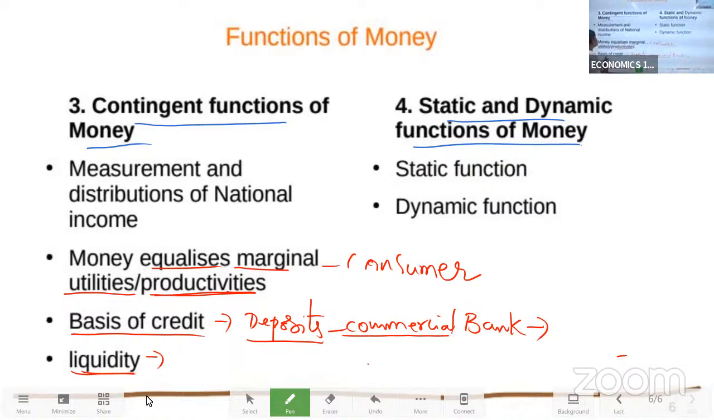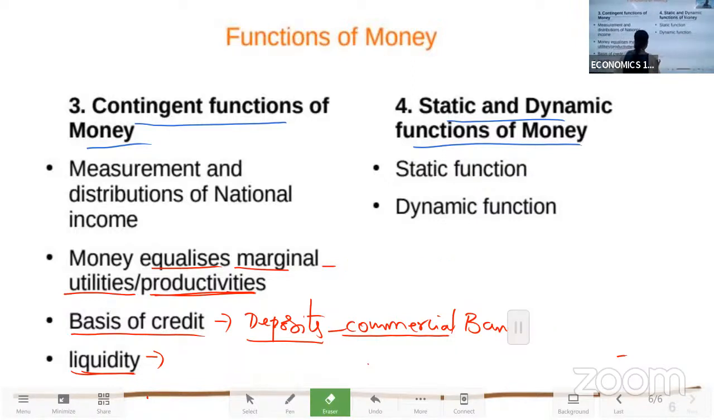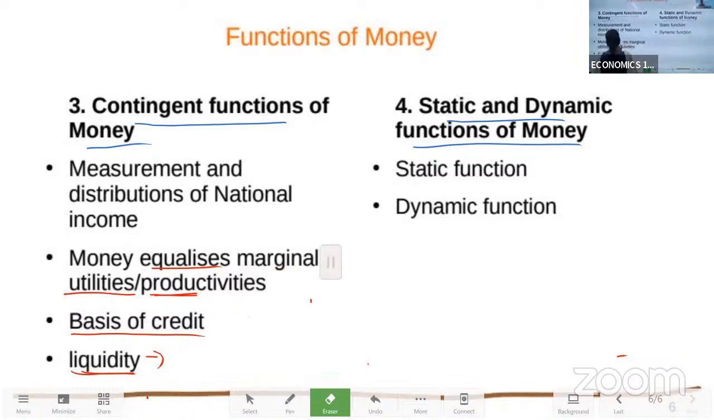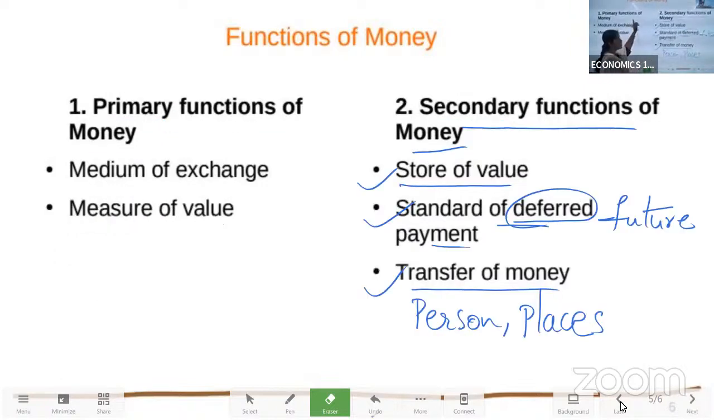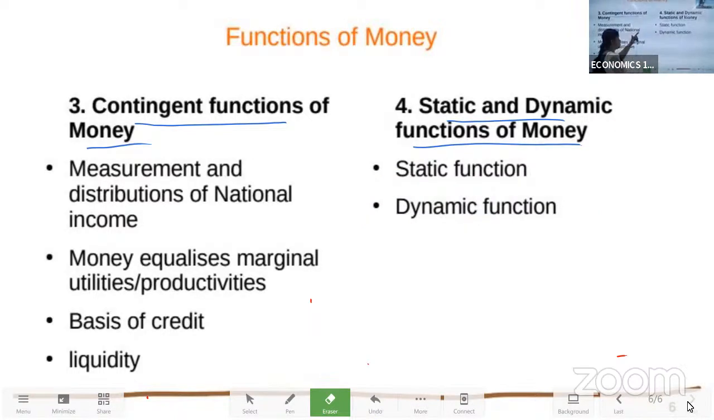So under the contingent functions of money, we have measurement and distribution of the national income, money equalizing the marginal utilities and productivities, the basis of credit, and liquidity. These all come under the third function of money. Till now, we completed three different types of functions of money: the primary function, the secondary function, and the contingent functions.